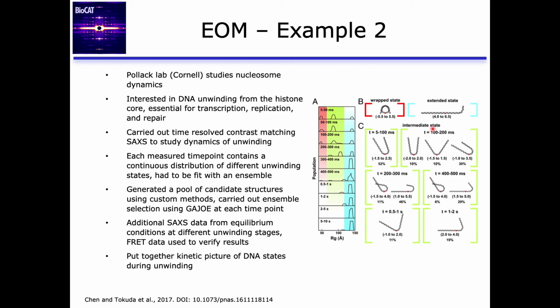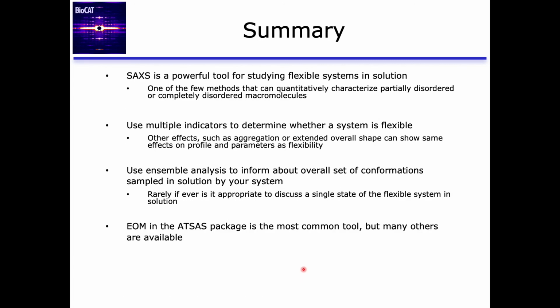Using the models that they created and the EOM selection, they were able to give some examples of what the wrap state, the extended state, and the different intermediate states might look like. So you can get an idea of what's going on at each different size. And then with some additional SAXS data from equilibrium conditions and some FRET data that they used to verify the results, they're able to put together a really nice kinetic picture of the DNA states during unwinding. This is a really challenging and, I think, fascinating and powerful application of EOM to SAXS, and I recommend you take a look at this paper if you want to learn more.